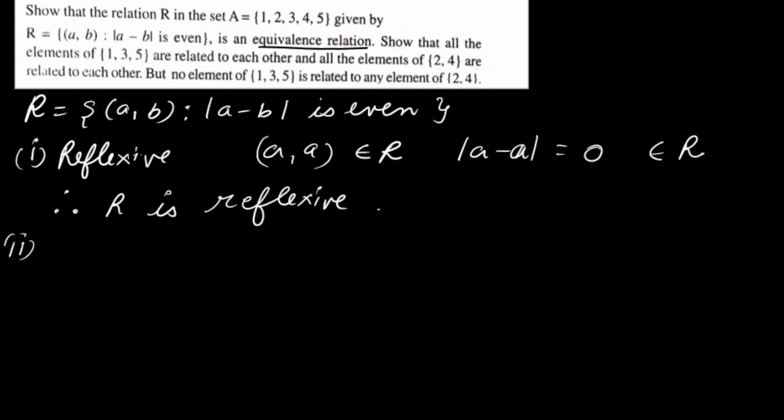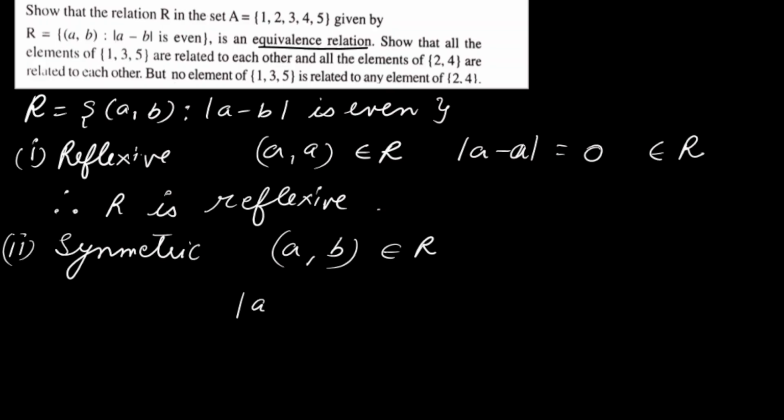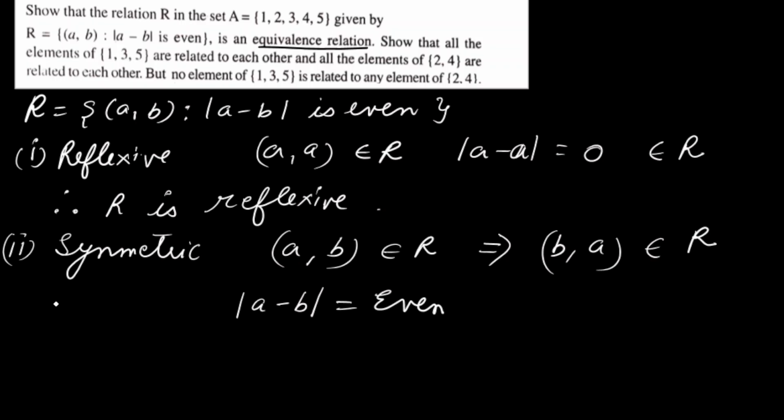Second one, symmetric. Symmetric also, if I have any ordered pair A comma B, it is satisfied because this belongs to R. That means the mod of A minus B is even. So it implies B comma A will also belong to relation R.